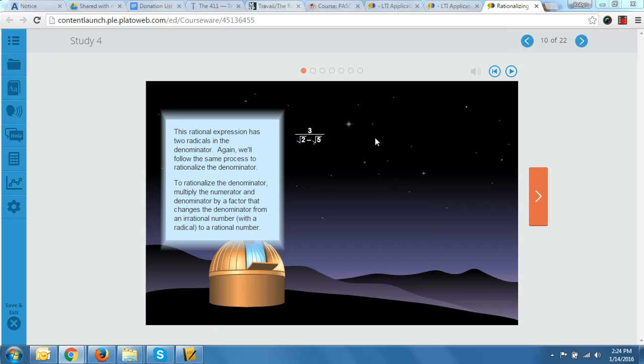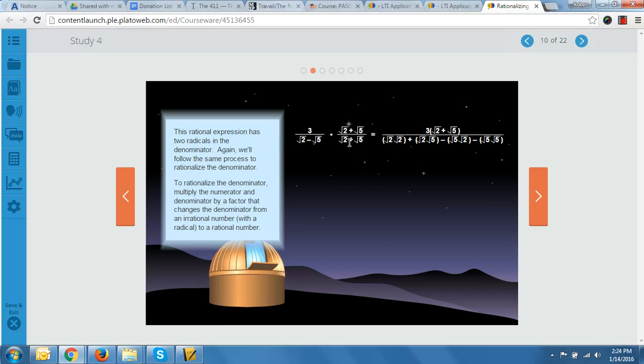The first one, the original problem, is 3 over the square root of 2 minus the square root of 5. Then what they did is multiply by the square root of 2 plus the square root of 5 on both sides, because when we multiply the 2 binomials like that, they're going to cancel out. On the top, you just have your 3 and then your parentheses, square root of 2 plus square root of 5. On the bottom, it's like you're doing FOIL.